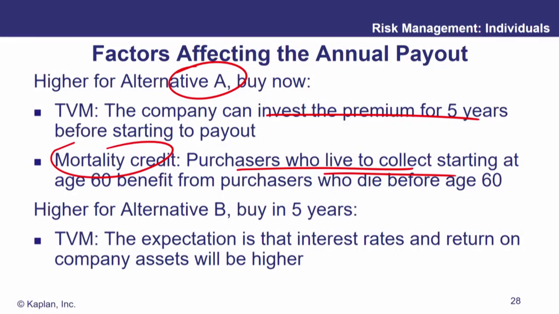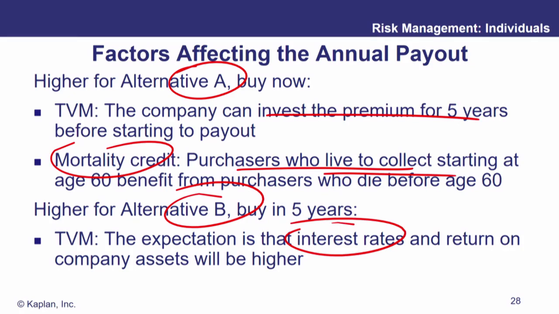So the company's ability to use the money now, and the fact that by going ahead and buying and locking in the deal, we are earning a mortality credit, they both favor let's go ahead and buy the 5-year deferred annuity today. What favors alternative B? Hold on to our money, take our chances, buy something 5 years from now. Our interest rate forecast favors alternative B.